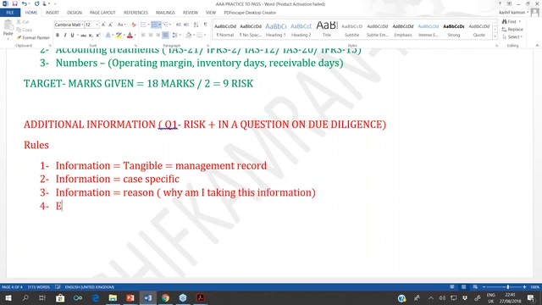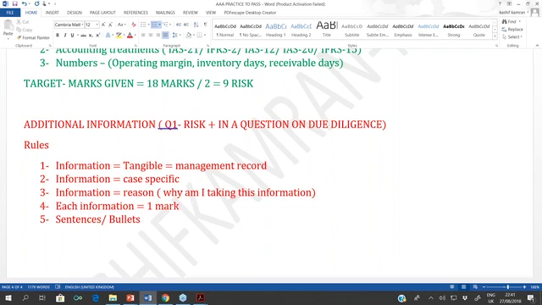And the last thing, each information is equal to 1 mark, and they're written like sentences, they're written like bullets. 1, 2, 3, 4, 5. So these are the rules of information. Information has to be tangible. Information has to be case specific. Information has to be with reason. Information contains 1 mark, and information has to be written in sentences and bullets.